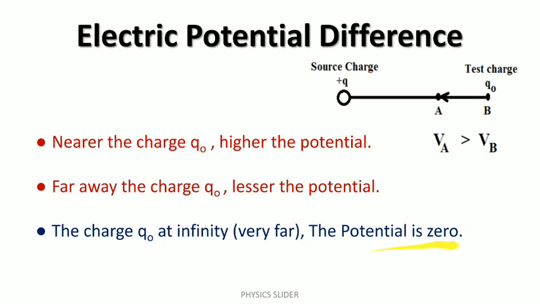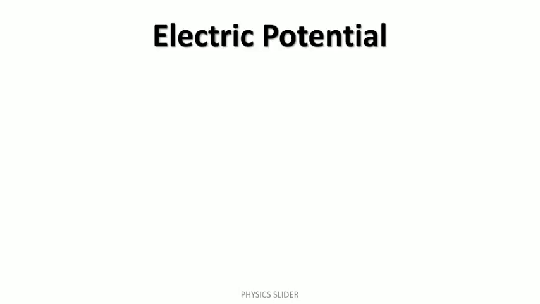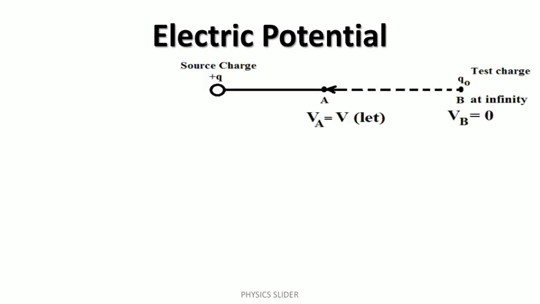On the basis of this, we will analyze the electric potential. Moving to the electric potential. Let us consider this source charge plus Q and the point A in the electric field, and this test charge Q0 we have taken to infinity. This test charge is at infinity. We know that the potential at infinity is considered to be 0. Hence, the potential at the point B will be 0. And let us take the potential at the point A as V.